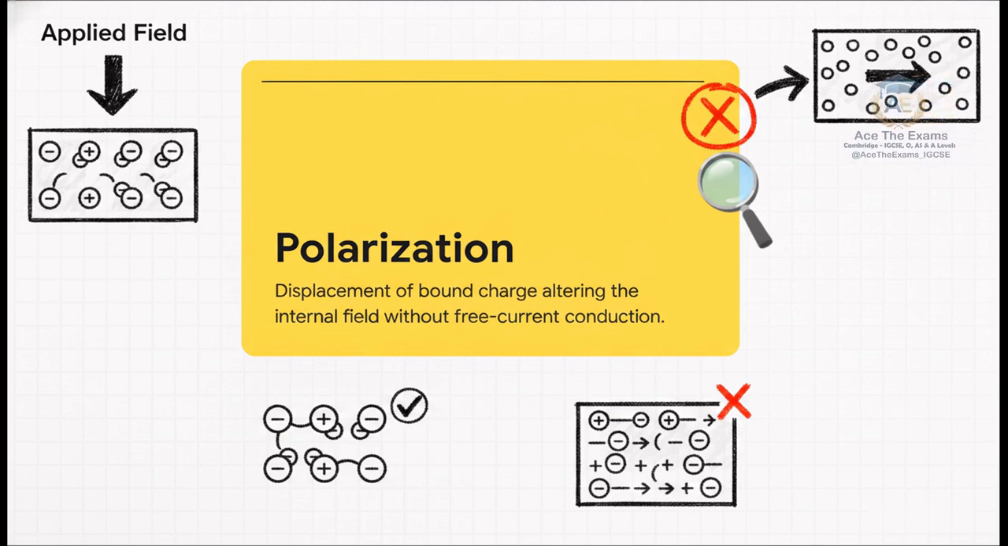The crucial takeaway here is that polarization is entirely about bound charge displacement. It is 100% not about free charge conduction. Charges in a dielectric can't just move freely through the material like they're on a highway in a conductor. They just shift, slightly. But let me tell you, that tiny little shift, it's everything.